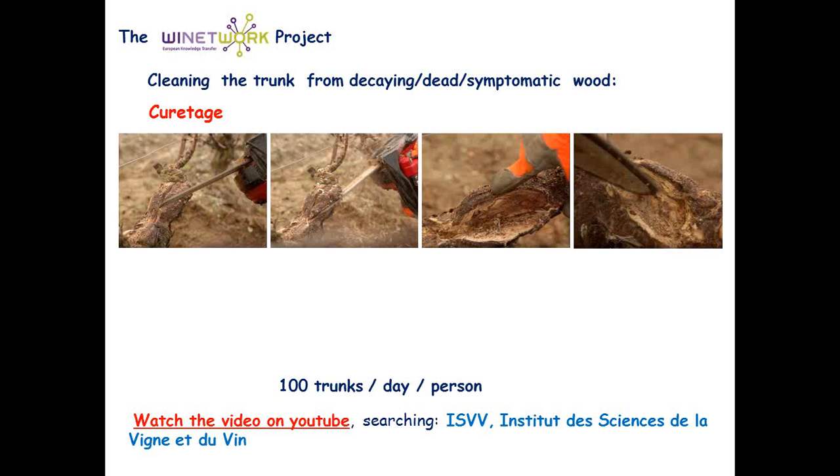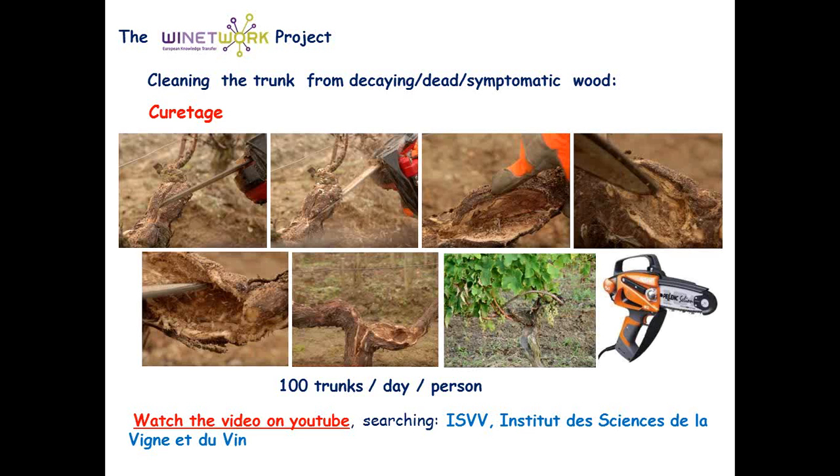Other interesting topics to study are, for instance, some techniques that are being tested and seem to have good results. One of these is the cleaning of the trunk from decaying, dead, or symptomatic wood, which is called curettage in French. As you can see from this picture, images taken from a video that you can find on YouTube, curettage consists in the cleaning of the trunk of the affected vine from the rotten wood by the use of simple tools like this saw.